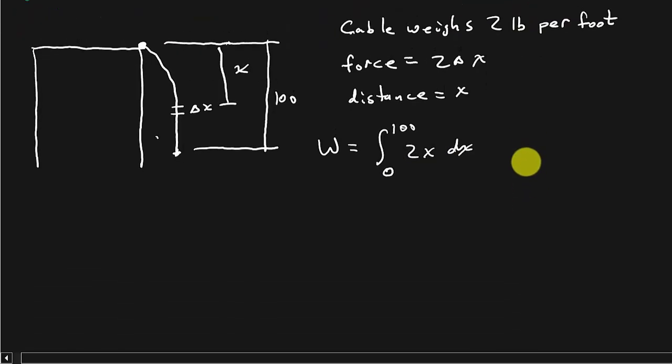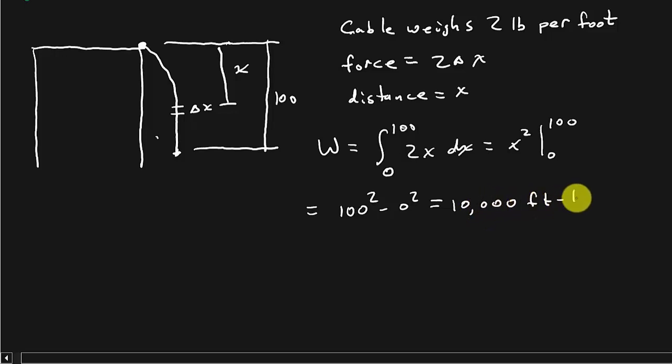And so now all we have to do is integrate this thing. So that's going to be x squared from 0 to 100, which is 100 squared minus 0 squared, which is going to be 10,000 foot-pounds to pull the entire rope up.